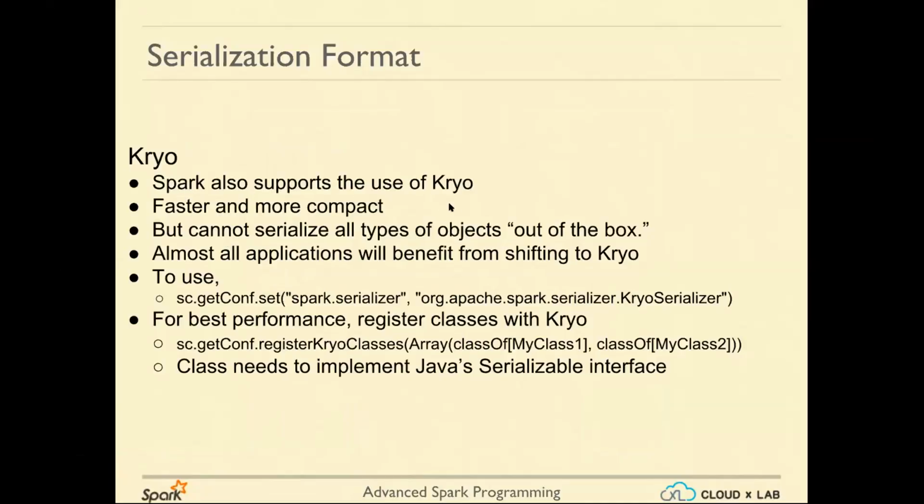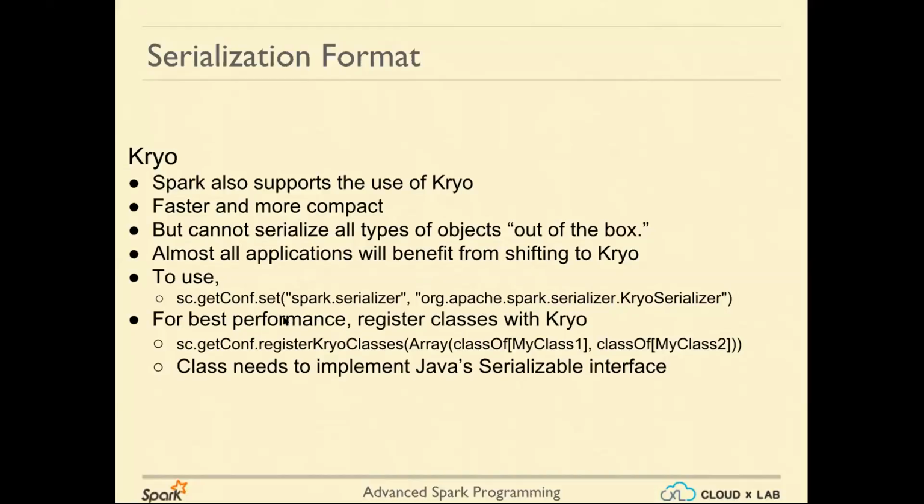Spark supports Kryo, a fast and very compact serialization mechanism, but it cannot serialize all types of objects out of the box. Almost all applications can benefit from shifting to Kryo. All you need to do is, in the configuration, when we are initializing a Spark object, we could simply say sc.getConf.set spark.serializer, org.apache.spark.serializer.KryoSerializer. So this way we explicitly specify that this particular serializer should be used.